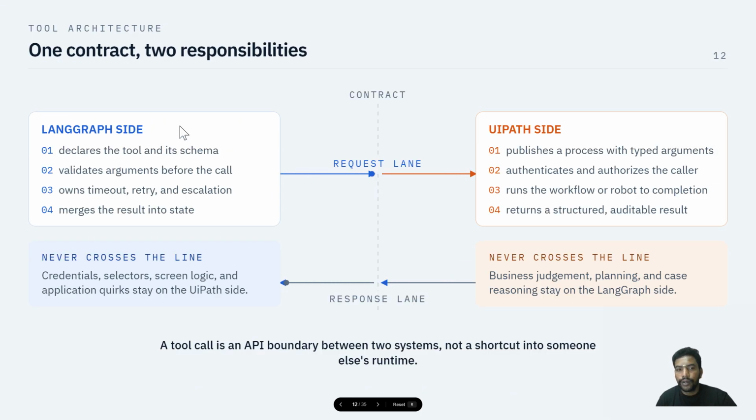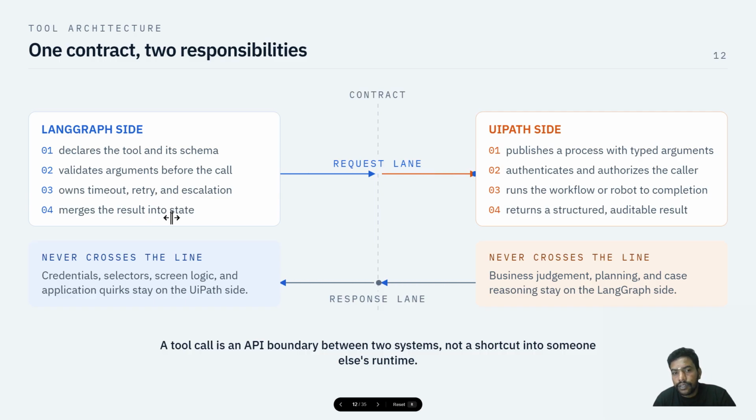Okay, coming to here, there's something which I want to explain in detail. If you look at the LangGraph side, right, there are four responsibilities. Declare the tool and its schema, and validate arguments before the call. Own timeout, retry, and escalation.